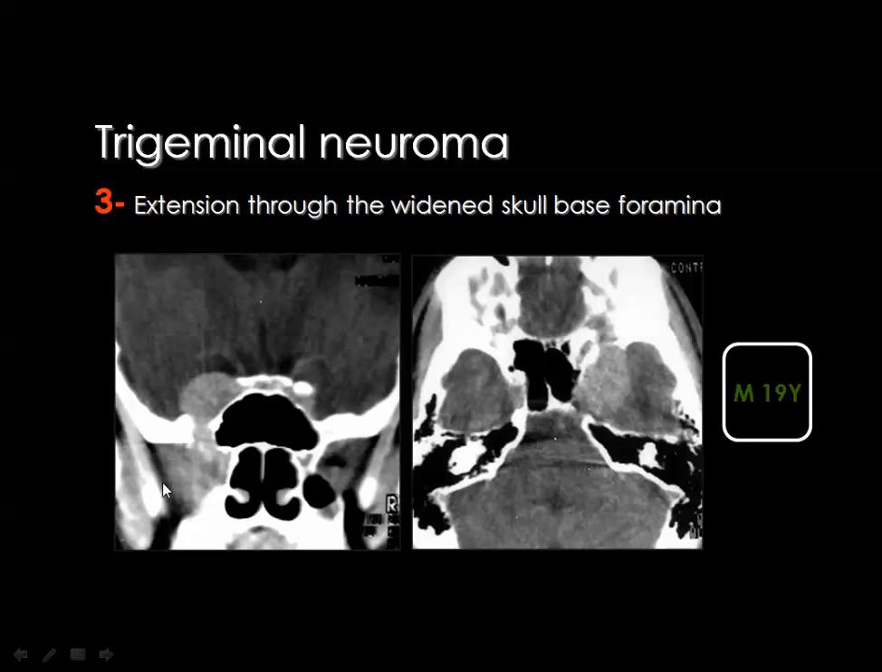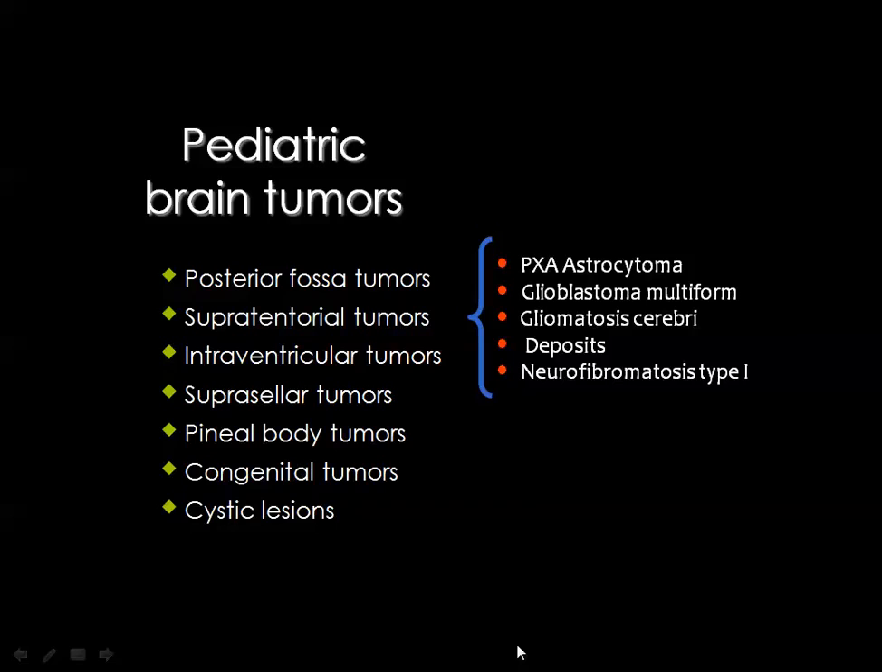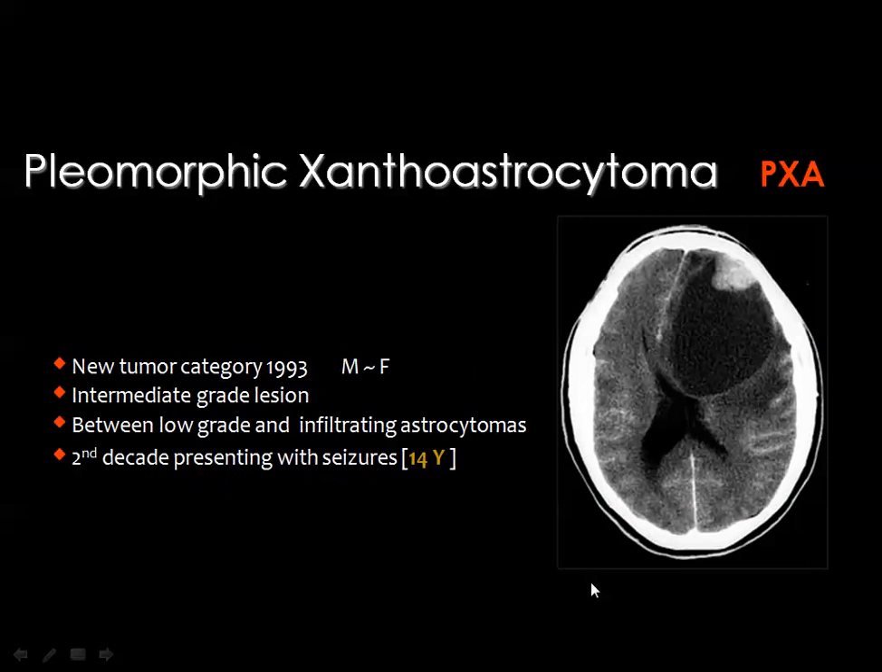Then we come to the supratentorial tumors. Actually, not all the tumors occurring in the adult population are seen in the pediatric age, but I will show those which can be seen in the pediatric age group. And this is one of them, which is known as the pleomorphic xanthoastrocytoma or PXA. And this tumor is exactly similar to the pilocytic astrocytoma, but occurs in the supratentorial area.